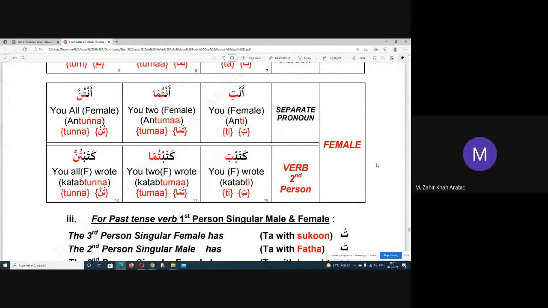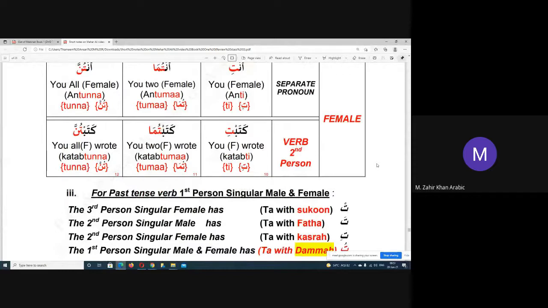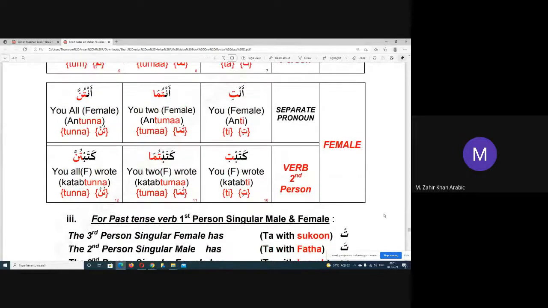So next is anti, antuma, antunna. In the same way, you remove the alif noon from anti, antuma and antunna, and what is remaining? It is ti, tuma, tunna. So you are adding ti, tuma, tunna with the verb, so it becomes katapti, kataptuma, kataptunna. Katapti means you, female, wrote; kataptuma means you two females wrote; kataptunna means you all females wrote.